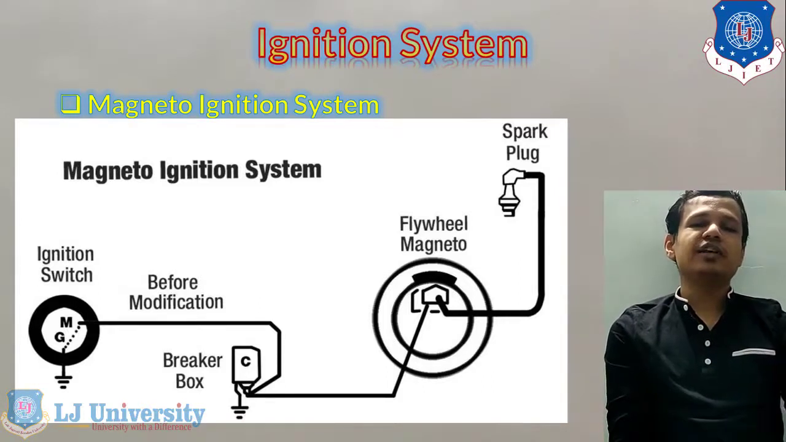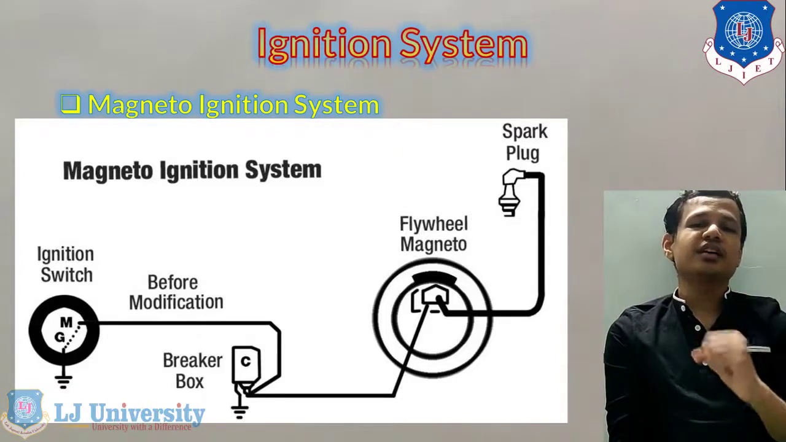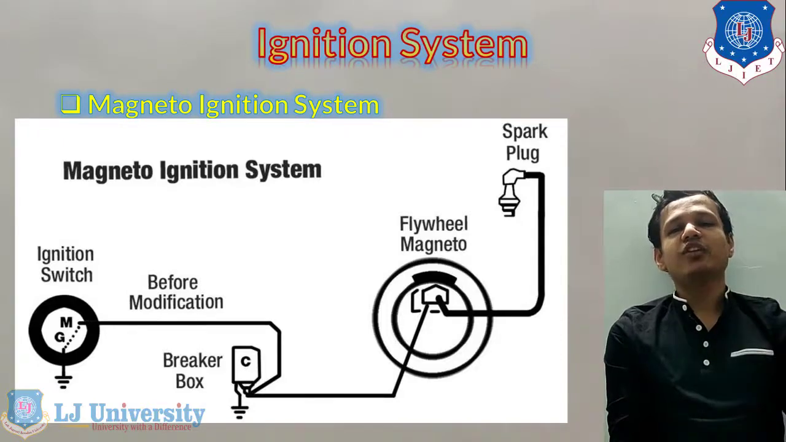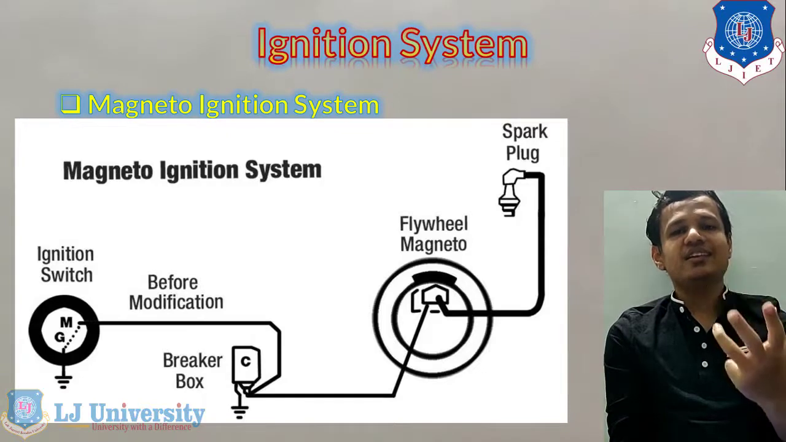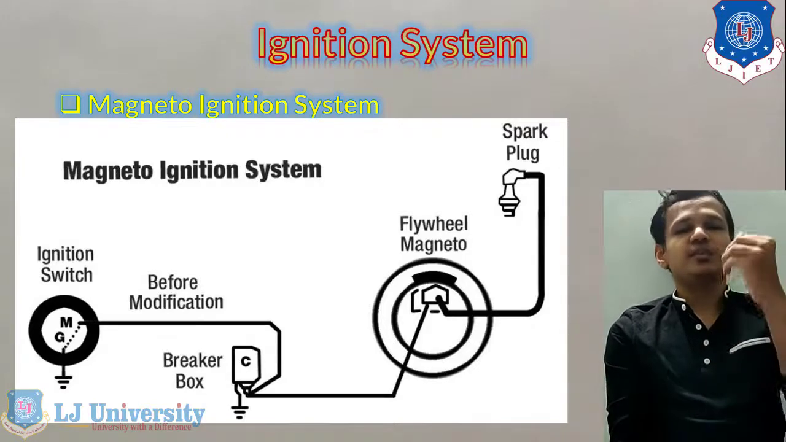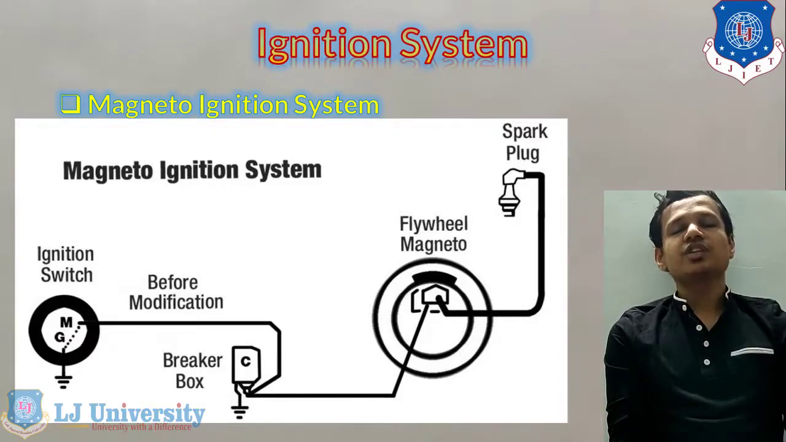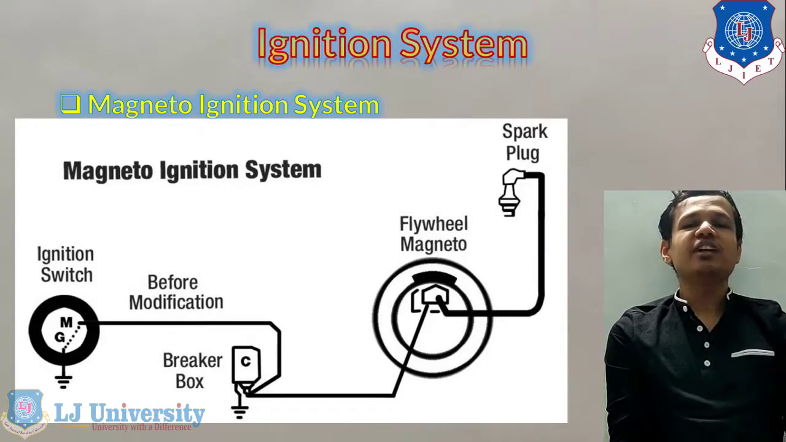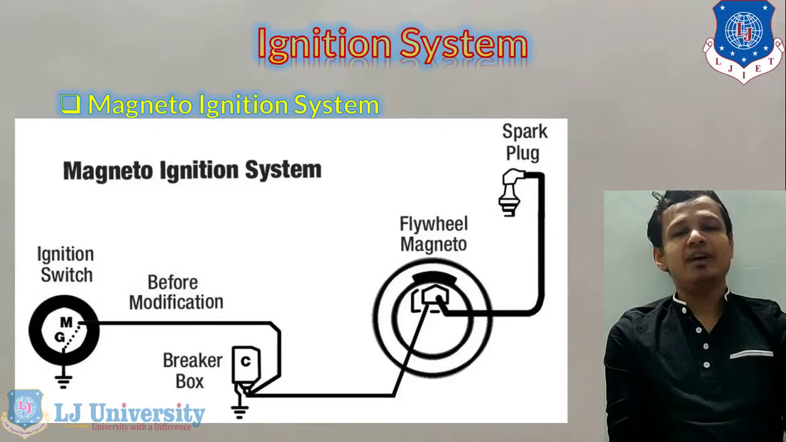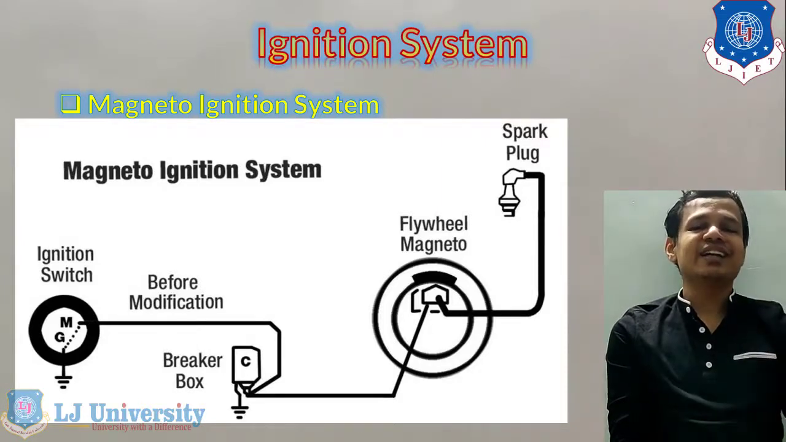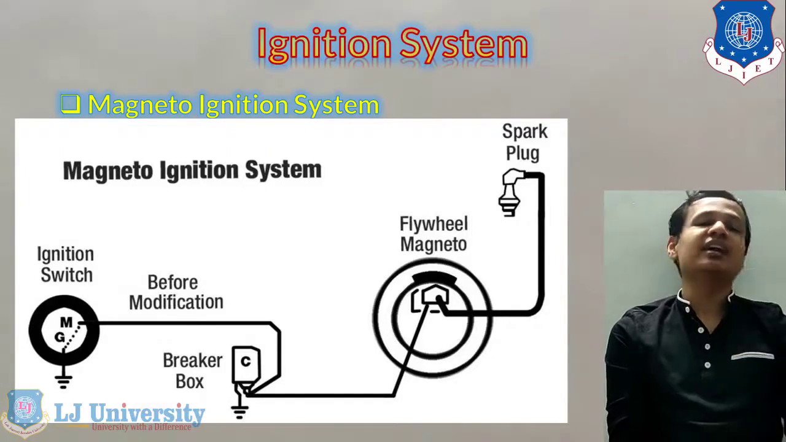In the magneto ignition system, you can see that a simple circuit is given in which the flywheel magneto is shown. Whenever we use an external input such as a kickstart mechanism, whenever we provide the kick, the magneto will rotate. Because of the rotation of the magneto, a magnetic field will be generated. That magnetic field will be further transmitted to the primary winding, which is connected in our circuit. In this system, there will also be a primary and a secondary winding.